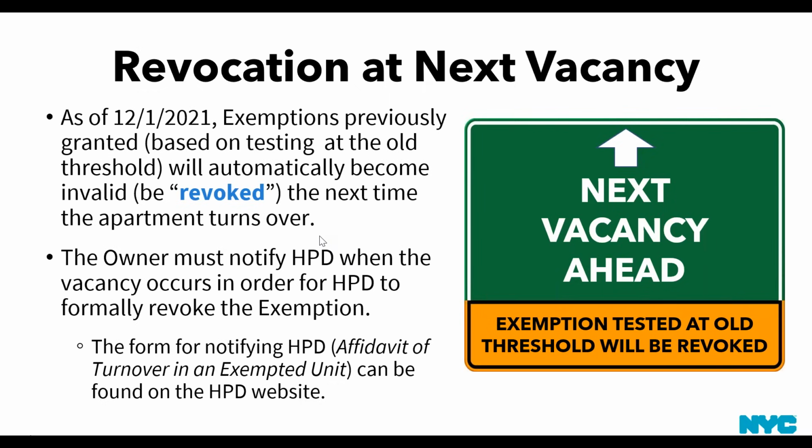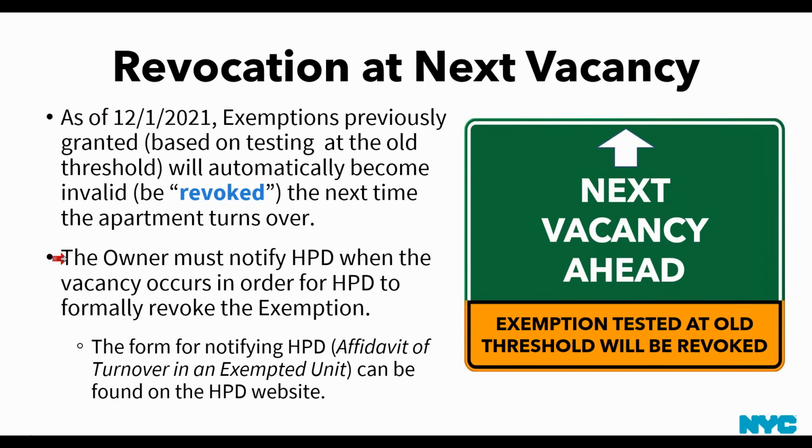As this threshold is rolled out, there's the question of what to do with exemptions that were granted based upon testing that had been done at the previous threshold. And so the way that those exemptions are treated is that they remain active until the next vacancy. So those exemptions are active until the tenant moves out, or until the first time a tenant moves out after December 1st, 2021. This is an automatic process, so it means as soon as that previously exempt apartment becomes vacant again, the exemption is automatically revoked.